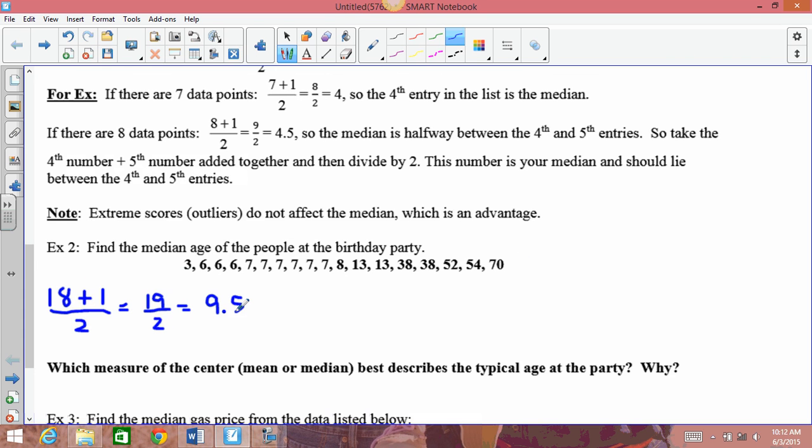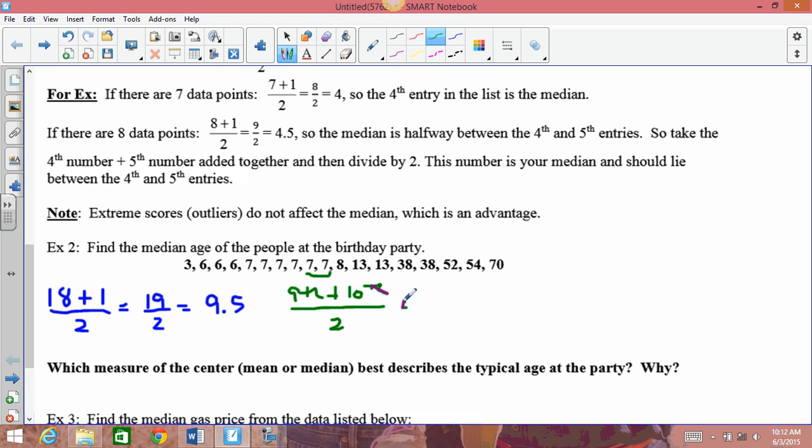So what that tells me is that my median lies between the 9th and 10th numbers in my list. So I count over 1, 2, 3, 4, 5, 6, 7, 8, 9, 10. So this is the 9th and 10th number in my list. I'm going to box those in there. Those are the 9th and 10th numbers in my list, so I'm going to write this out, that I would take the 9th plus the 10th and divide by 2.